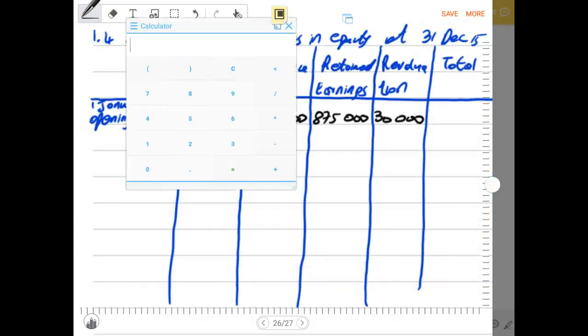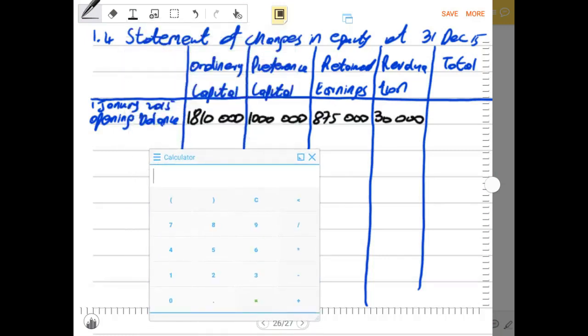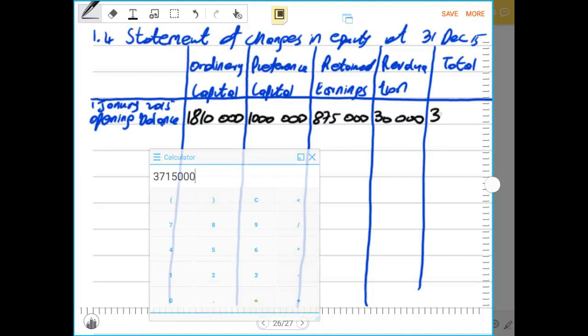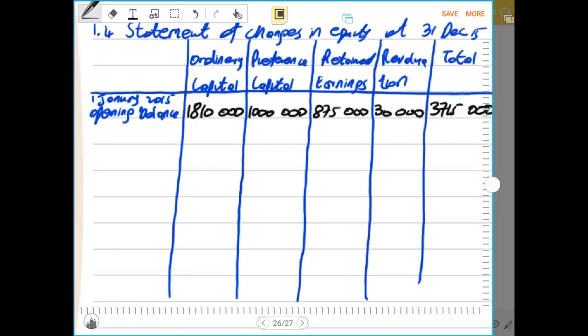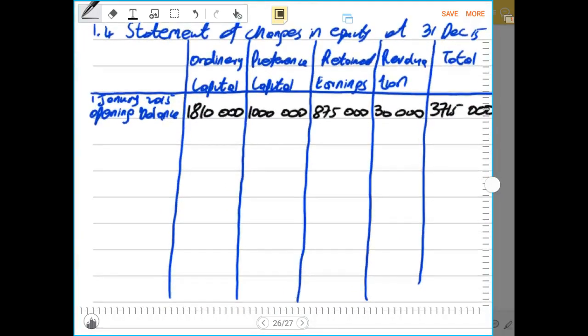So now let me just calculate the total of this. It will be 1,810,000 plus 1 million plus 875,000 plus 30,000, and this will give us 3,715,000 rands. Then after we record all other entries, I normally prefer to start with the total comprehensive income.